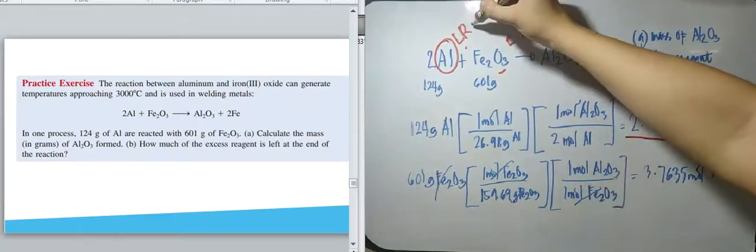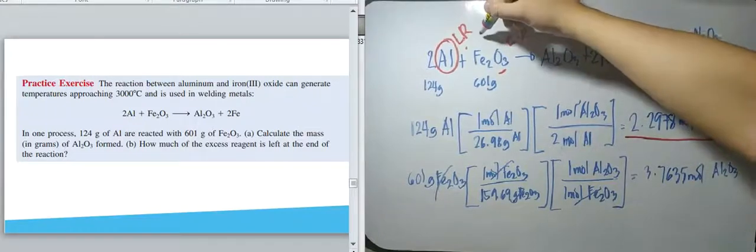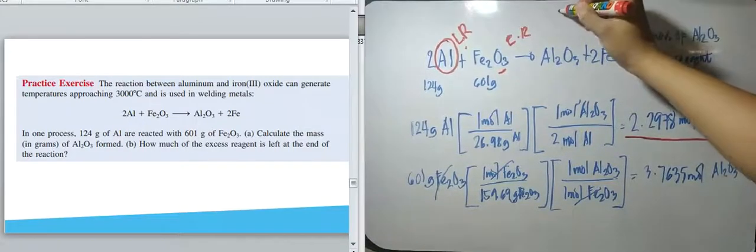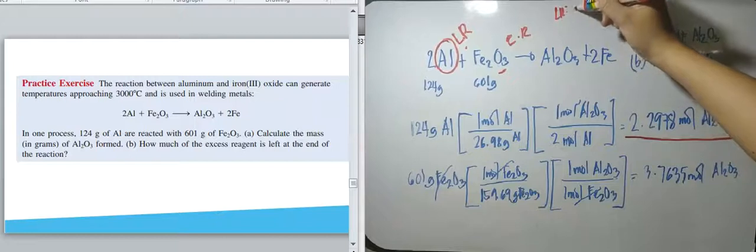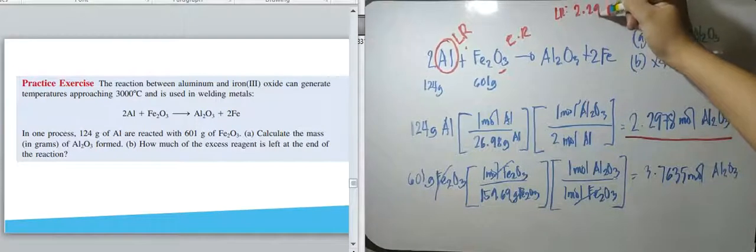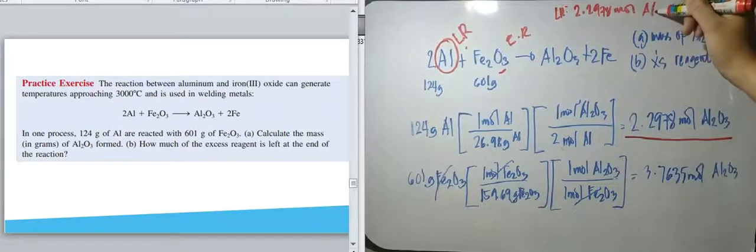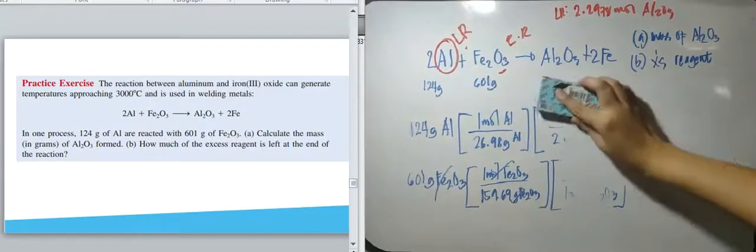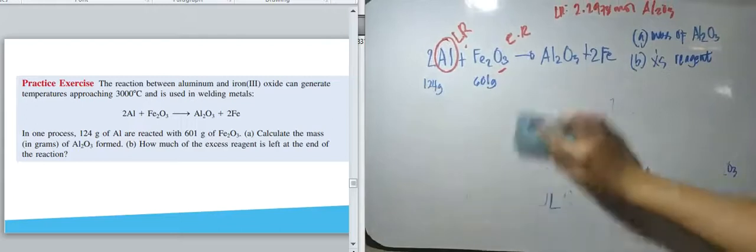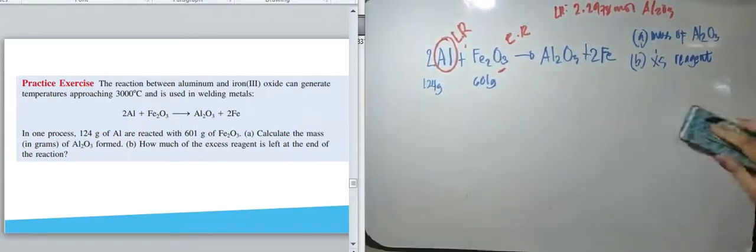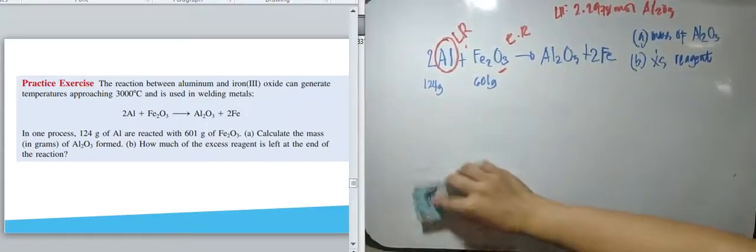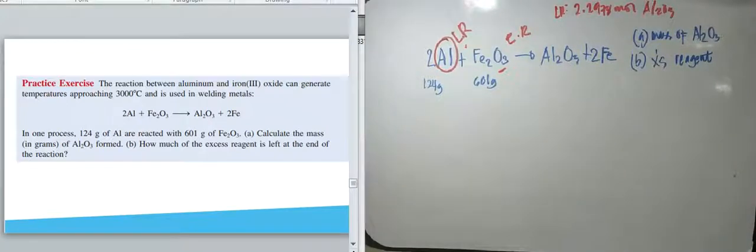So I'll take note the limiting moles is 2.2978 moles of Al2O3. Okay, so from there we will be able to calculate the mass of aluminum oxide that will be formed in our reaction, our chemical reaction.